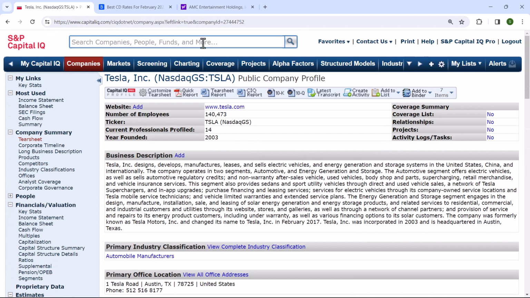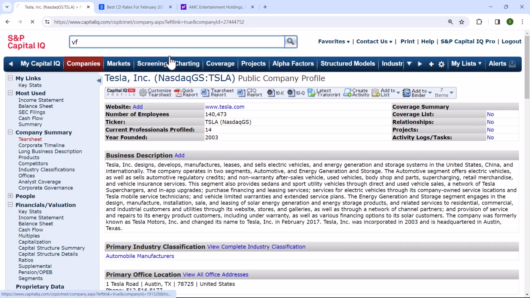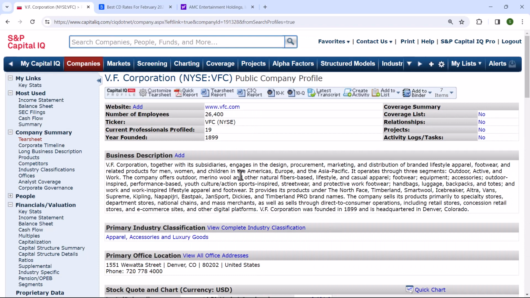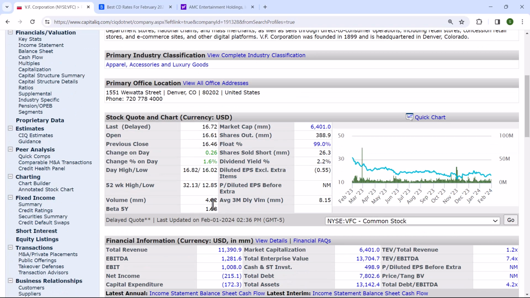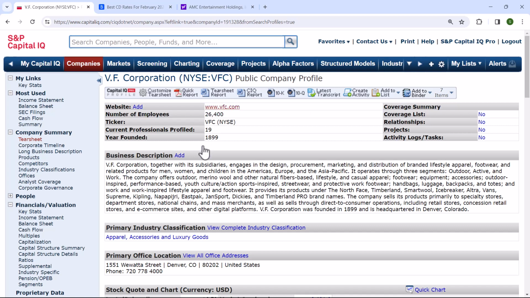Other ones might include, I'm going to put in Tiffany. It's no longer publicly traded. VF Corp. VF Corp manages many high-end brands like Supreme, North Face, Timberland, Smartwool. So kind of luxury brands. The beta isn't incredibly high, but it is fairly high at 1.58. So this company's stock is sensitive to market fluctuations.